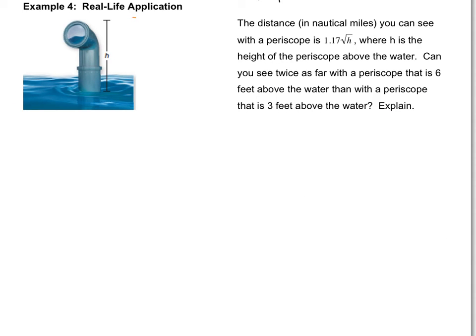So here's our last example. So we have a periscope. A periscope is what submarines use to look out over the water. So here we have the distance in nautical miles that you can see with a periscope is this expression right here, 1.17 times the square root of h, where h is the height above the water. The question is, can you see twice as far with a periscope that is 6 feet tall out of the water versus one that is 3 feet? Well, when you first think of it, 6 and 3 is twice, so maybe the answer should be yes. But let's think about that for a minute.